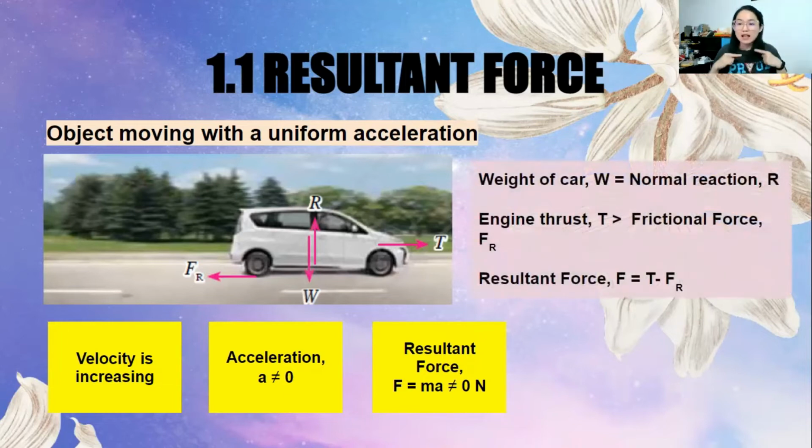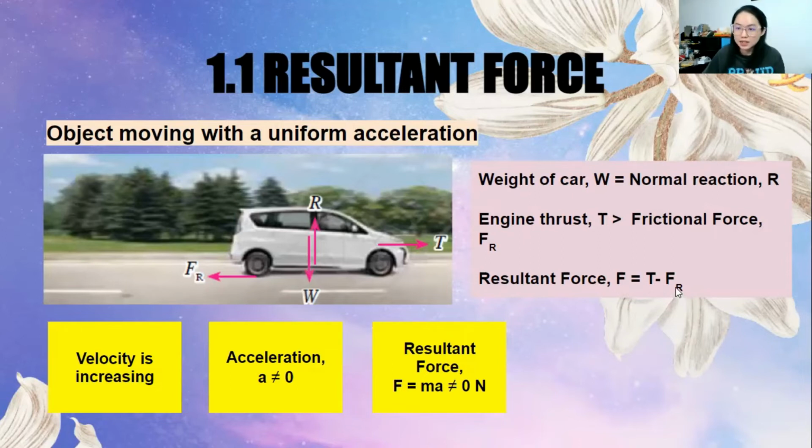Because the car is accelerating forwards, your engine thrust is greater than your frictional force. Like I said just now, when your car or object is moving with a uniform acceleration, it means you are putting in greater effort to overcome your frictional force. So that's why your engine thrust will be greater than the frictional force, and my resultant force will be T minus Fr.